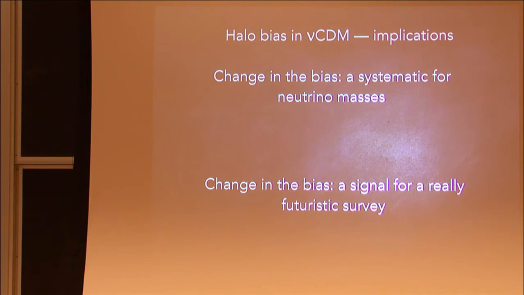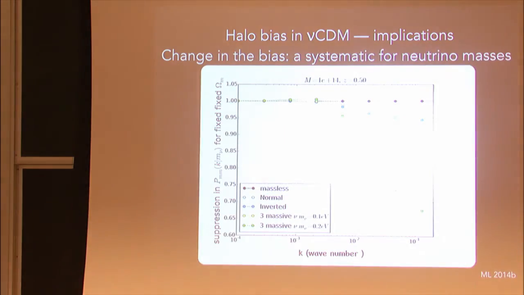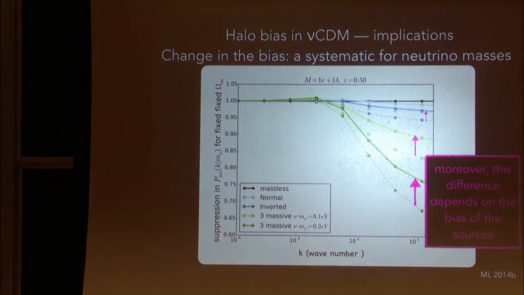Okay, so I'm out of time, but there are two reasons why this is interesting, aside from just thinking about how to calculate bias. One is that this is a systematic for measuring neutrino masses from galaxy clustering. And number two is that it's actually a signal if I have a really futuristic survey that can actually measure this bias factor. So let me show a couple of plots really quickly.